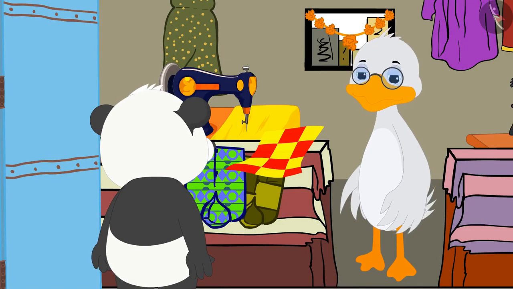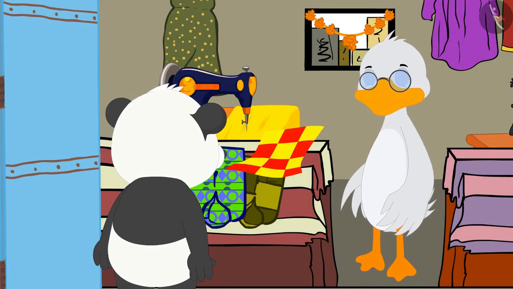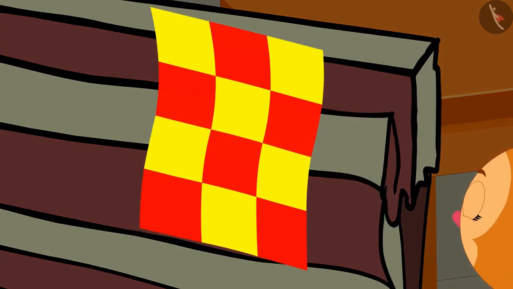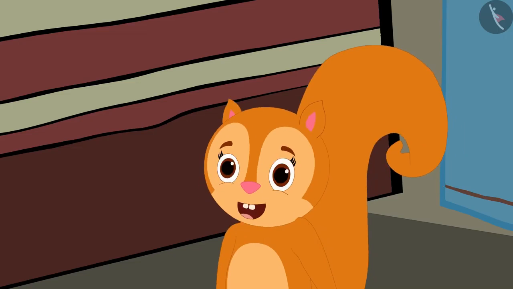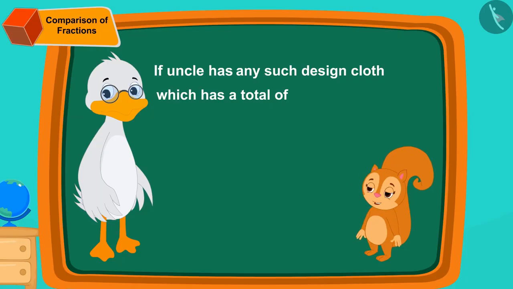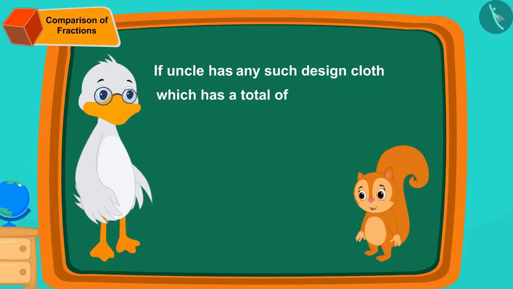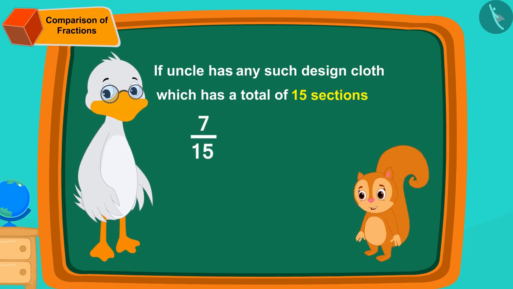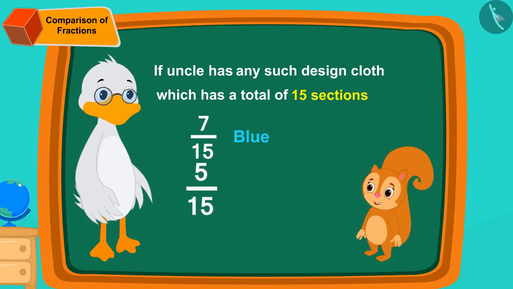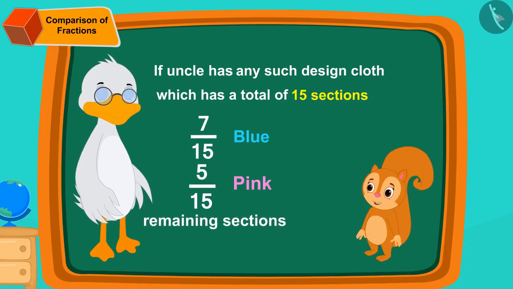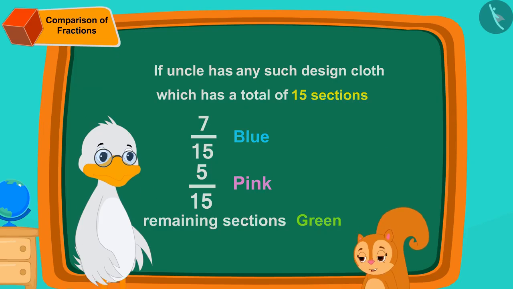While Golu was standing at Uncle's shop, Chanda came there. She saw the design made on Golu's cloth and liked it very much. Now, she's asking Uncle if Uncle has any such design cloth which has a total of 15 sections. Of them, 7/15 should be blue, 5/15 pink, and the remaining sections should be green.